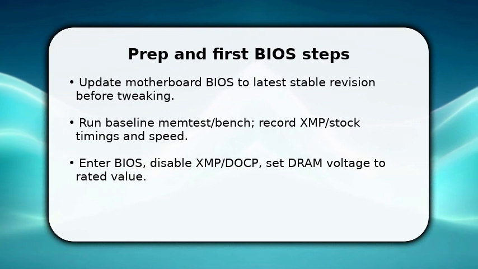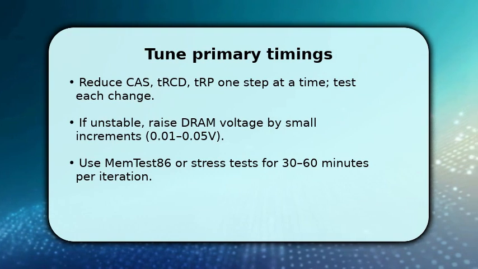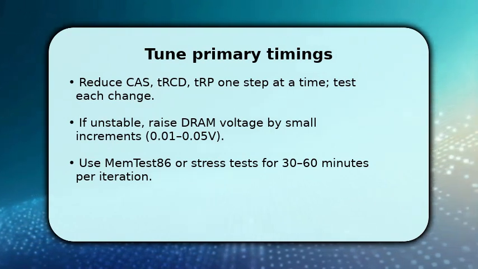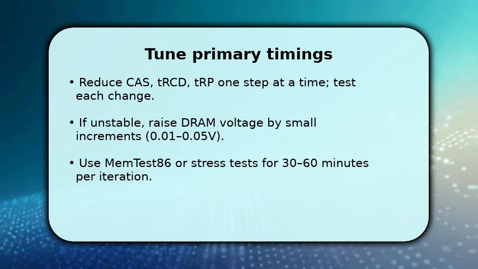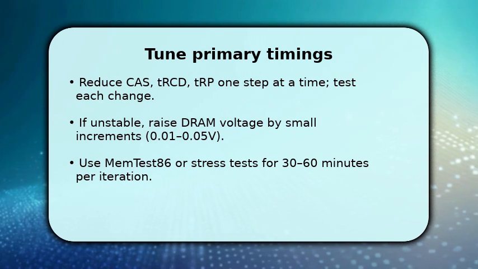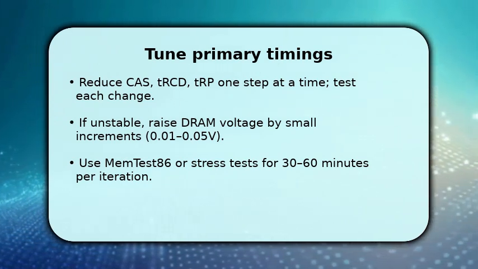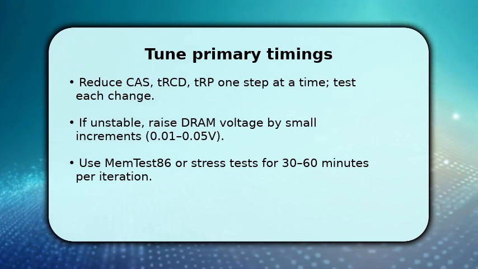You now focus on the detailed work. Lower CAS, then tRCD, then tRP by one step each and reboot to test. When instability appears, increase DRAM voltage in small increments, only 0.01 to 0.05 volts, because the why is simple. Tighter timings often need a bit more voltage for signal integrity.